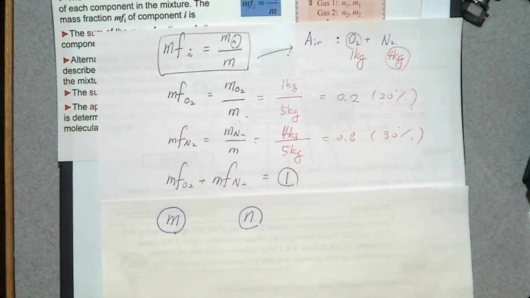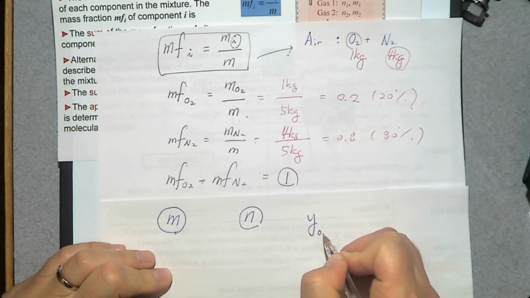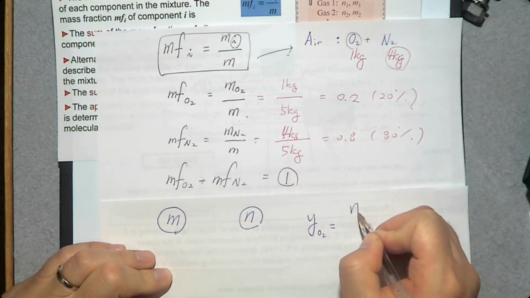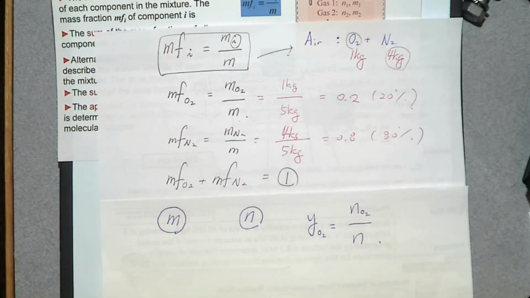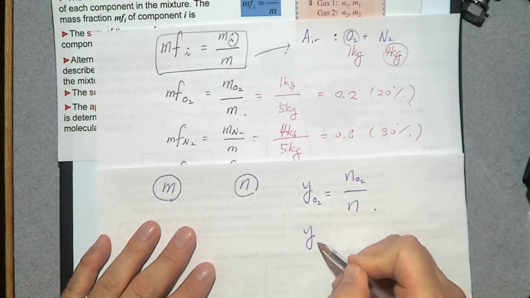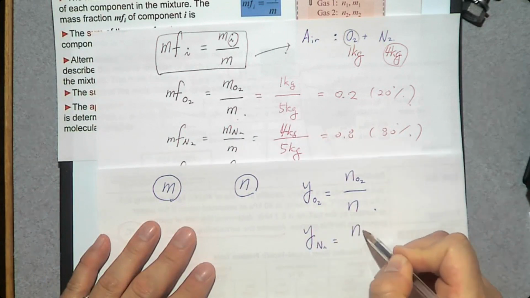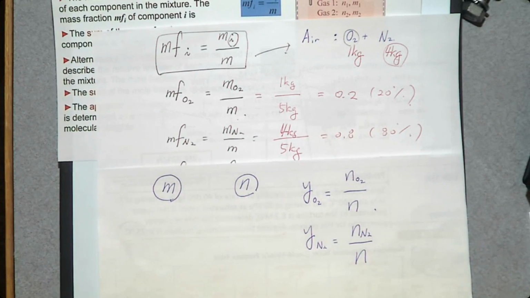Then what is mole fraction? Instead of mf, we use Y. So Y of oxygen is going to be the number of moles of oxygen divided by the total number of moles. And similarly, we can calculate the mole fraction of nitrogen, which is the number of moles of nitrogen divided by the total number of moles. Then, if we have a mixture of 1 kilogram of oxygen and 4 kilograms of nitrogen, what is the mole fraction of oxygen? So we can ask that question, right?